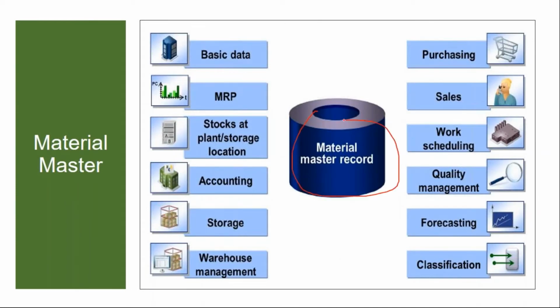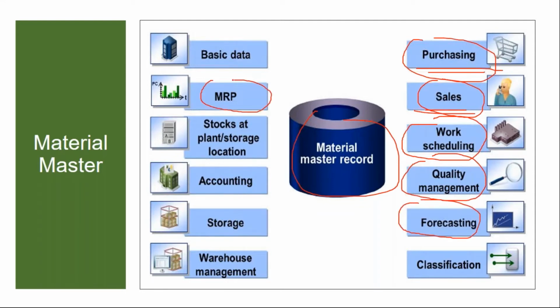So in the material master record, let's say the purchasing department will maintain their data in the purchasing view. Sales department people will maintain their data in sales views. Production, manufacturing execution department will maintain their data in the work scheduling view. Quality department will maintain their data in the QM view. Planning department will maintain their data in forecasting and MRP views. Warehouse department people will maintain their data in WM views, warehouse management views, and plant data storage views. Finance people will maintain their data in accounting views.